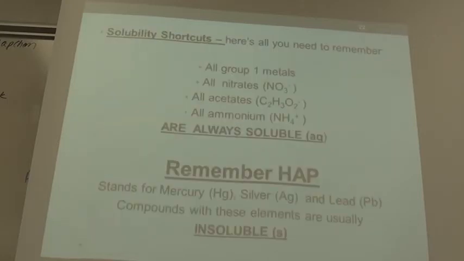Alright. Here's a shortcut for you, a memory hook. Just jot these down under soluble. Make yourself a list. All group 1 metals, all nitrates, all acetates, all ammonium compounds are always soluble. Always. You know what? In chemistry, I get to say always about 3 times a year. This is one of them. So write down your always statements.